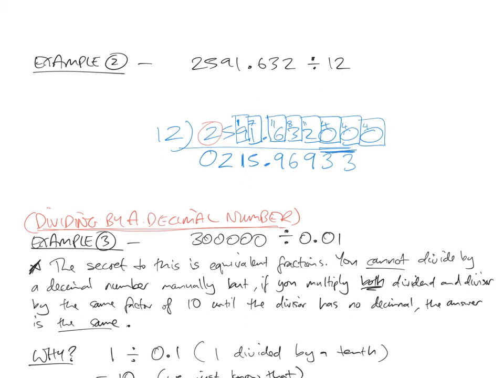So your answer to that is going to be 215.9693 recurring. So let's just check that I'm not wrong. 2591.632 divided by 12. 215.96933. Yes, so I'm not an idiot.